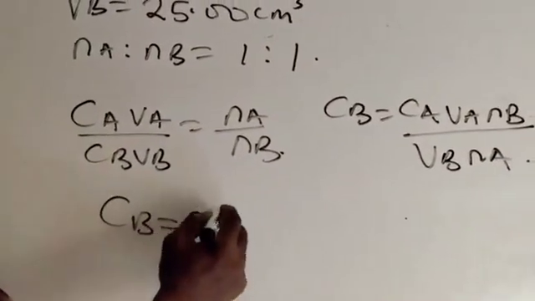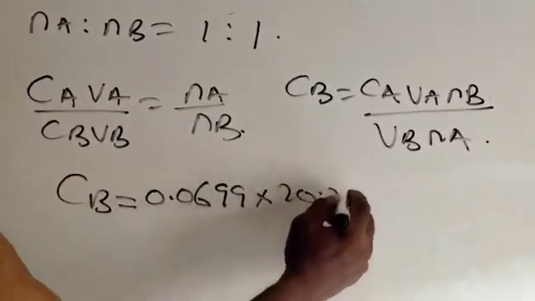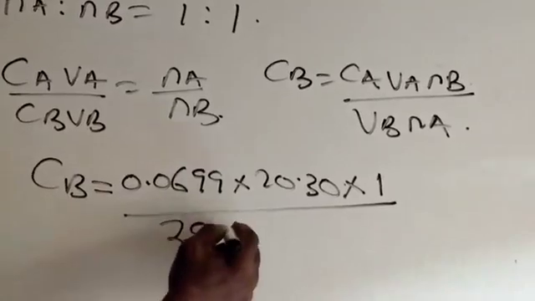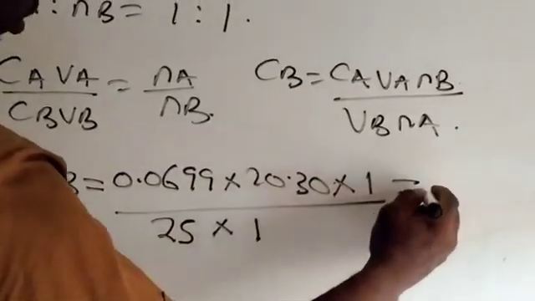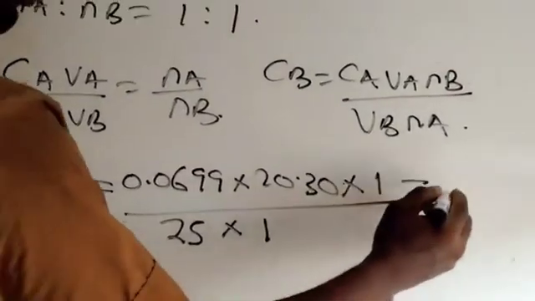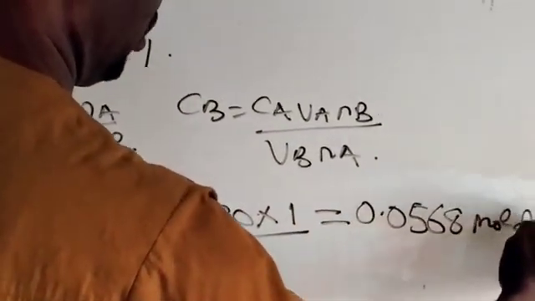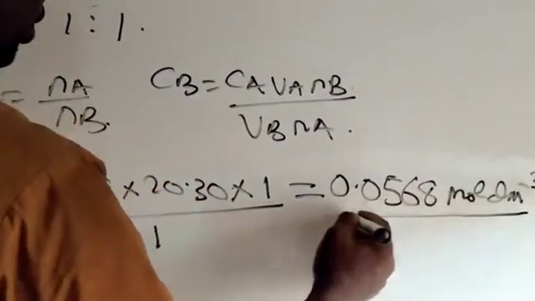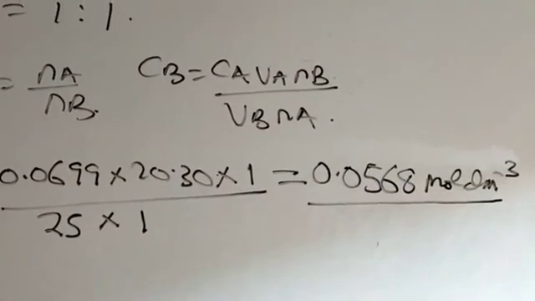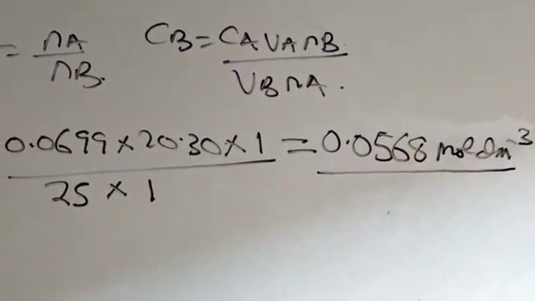So make your substitutions. Your CA is 0.0699. Our VA is 20.30. Our NB is 1, all over our VB, which is 25. Our NA is also 1. So make use of a calculator to find our CB. After calculating, our CB is 0.0568 mole per dm cube. Leave your final answer to 3 significant figures. I didn't say decimal places. 3 SF, or significant figures: 1, 2, 3 as your answer. So that's the value of our CB.